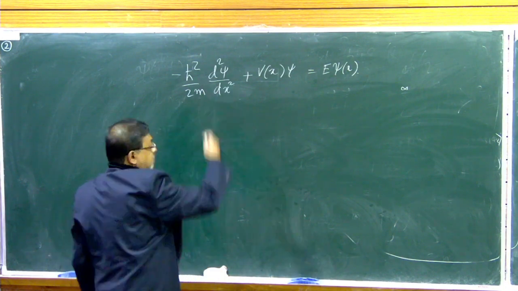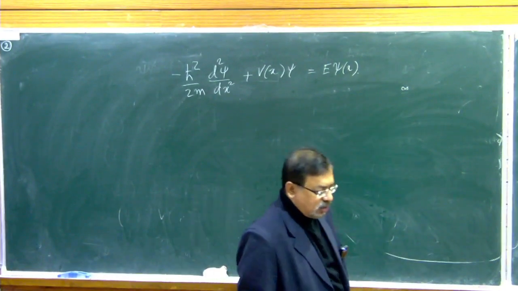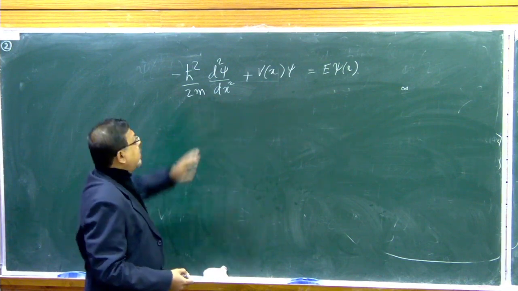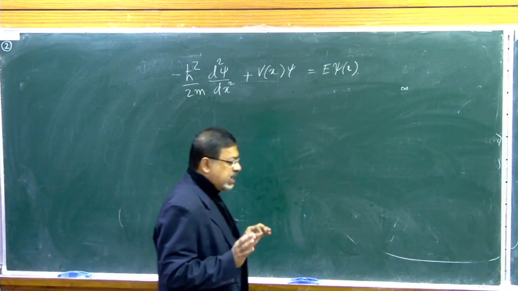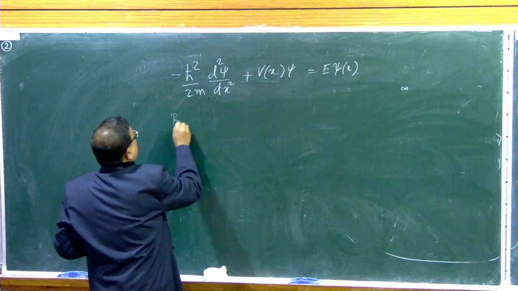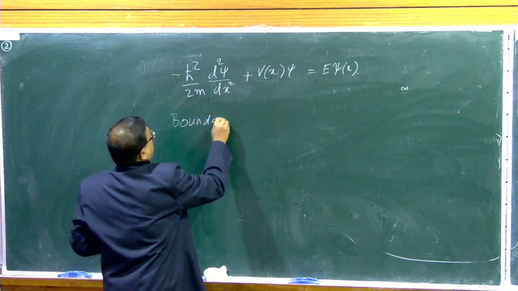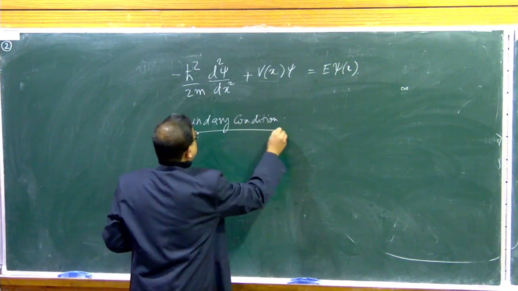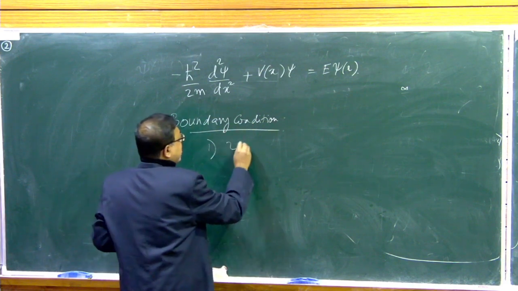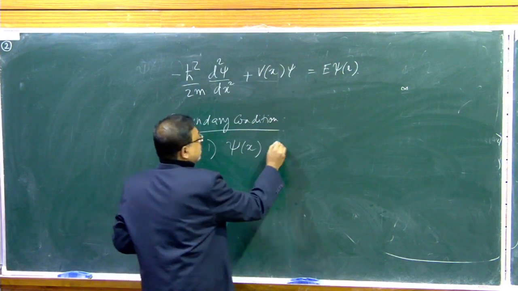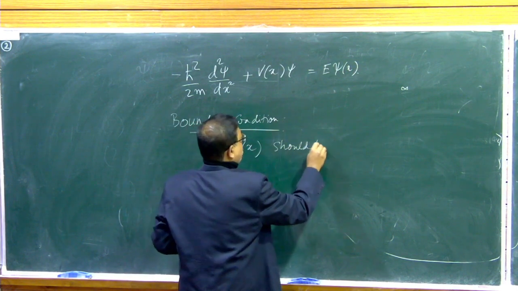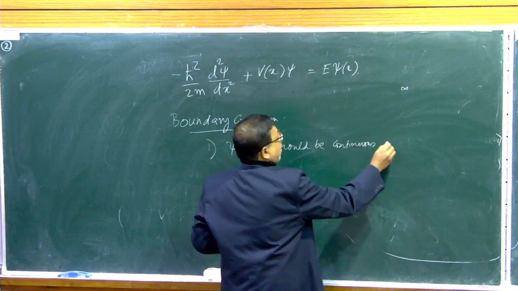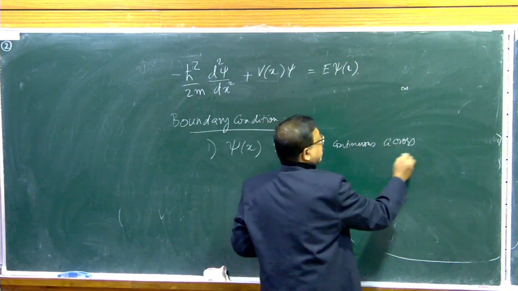Because the highest derivative that exists in the equation is of second order. All right. So there are two boundary conditions, and these boundary conditions are called as: psi should be continuous across a potential discontinuity.